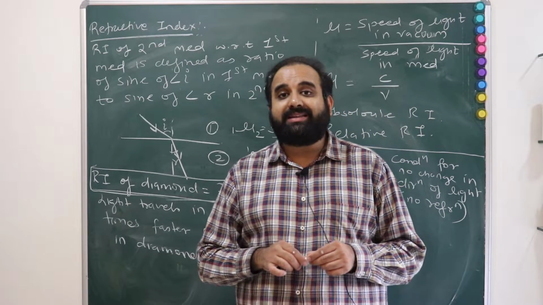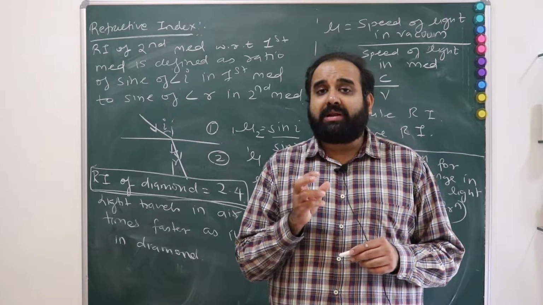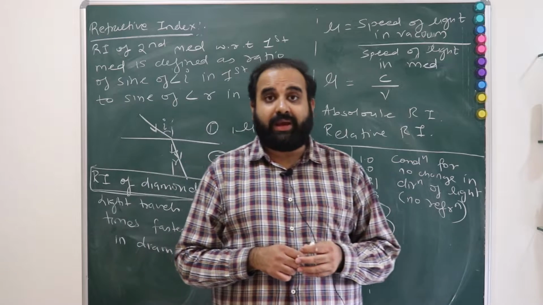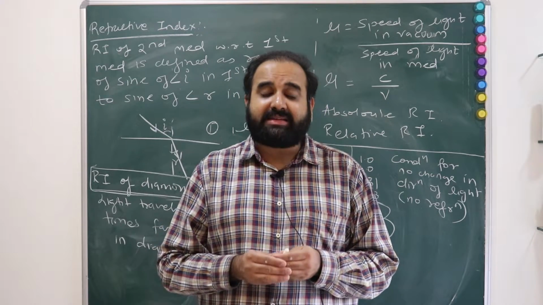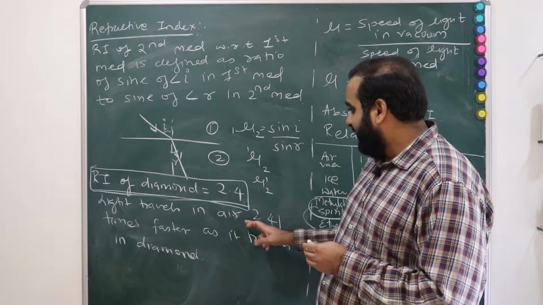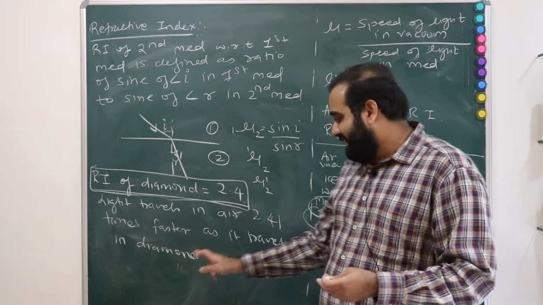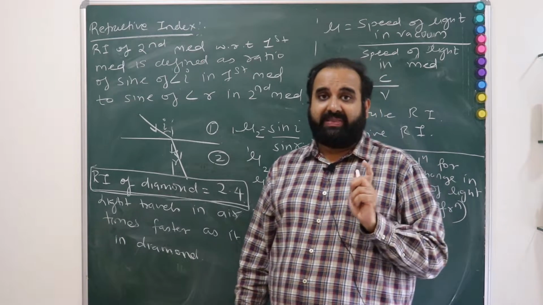Now what do you mean by this? As I rightly said previously, these numbers that we are seeing over here, what does this particular value convey as information? It conveys, see this, light travels in air 2.4 times faster than it travels in diamond. Are you all with me?